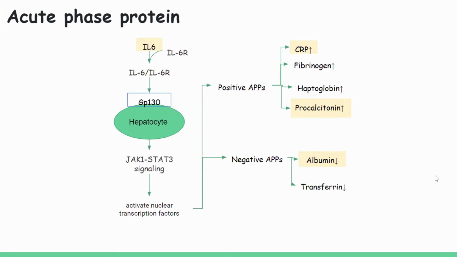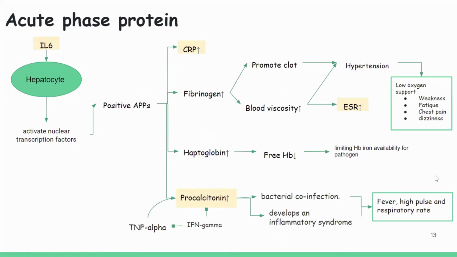A positive acute phase protein is a protein that increases in plasma concentration in response to inflammation, and a negative acute phase protein is a protein that decreases in plasma concentration in inflammation. The positive acute phase proteins include CRP, fibrinogen, haptoglobin, and procalcitonin. CRP is a protein that plays a role in innate immunity by enhancing the complement cascade and induction of cytokines.